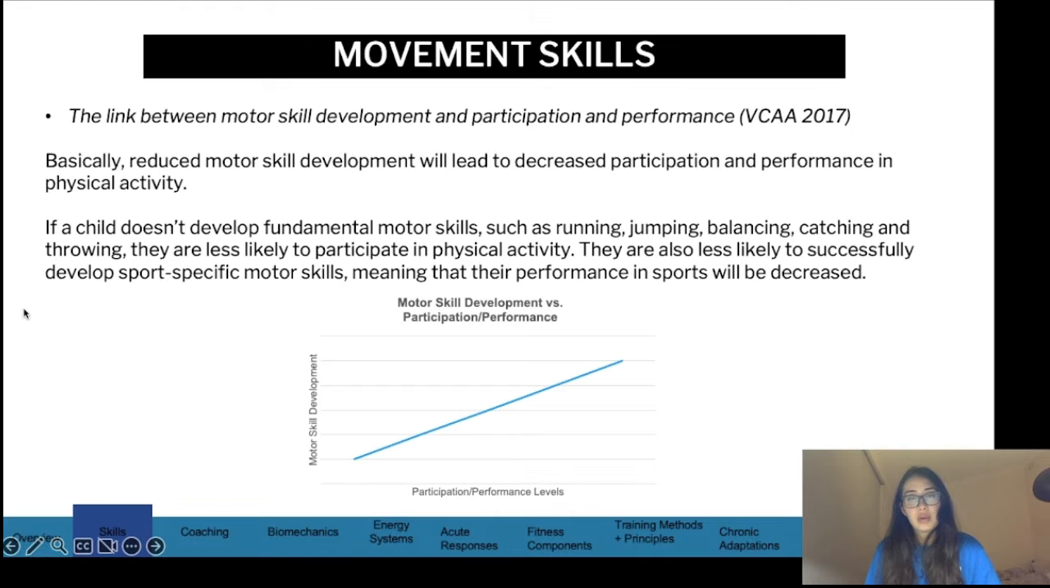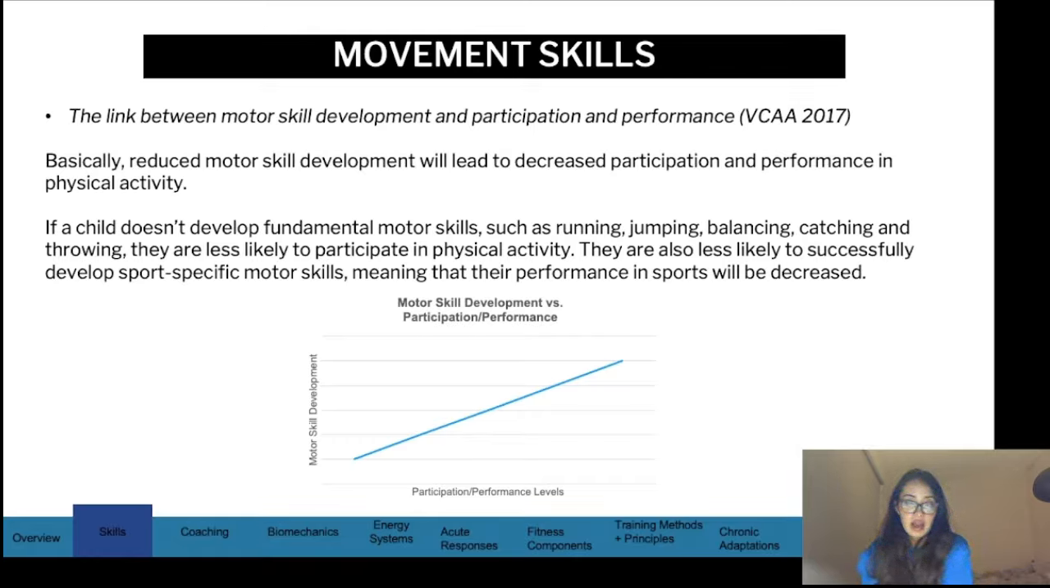So there's a really important part of the study design which examines motor skill development and participation. Basically research has found that reduced motor skill development will actually lead to decreased participation and performance in physical activity. If a child doesn't develop these core motor skills when they're younger, such as running, jumping, balancing, catching, etc., they're less likely to participate in physical activity, which means they're less likely to develop sport-specific motor skills, meaning that their performance in sports will be decreased.